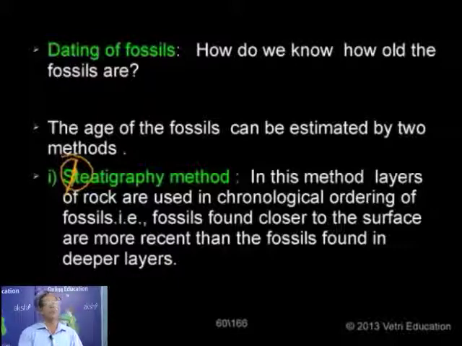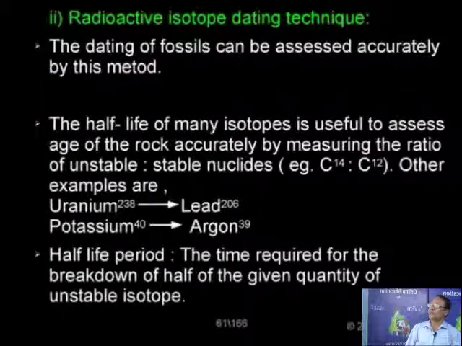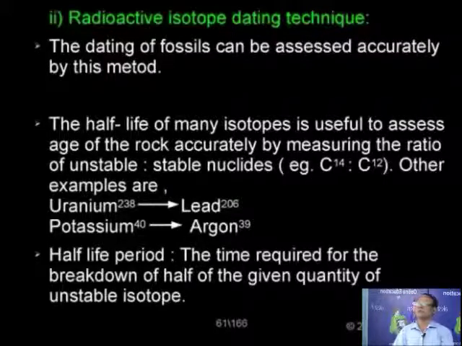So by arranging the layers, or by calculating the layers of earth, one can find the earth's age as well as the rock age, as well as the fossil age. Now the second method, the radioactive isotope dating technique. This method is an advanced method and is considered the most important method of calculating the age of the fossils accurately. You know that radioactive isotopes are unstable isotopes.